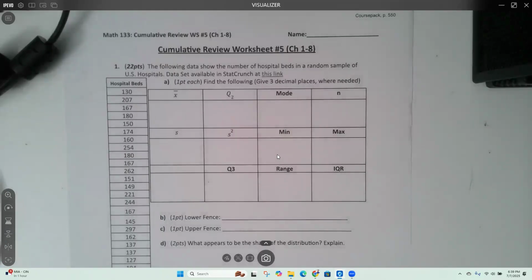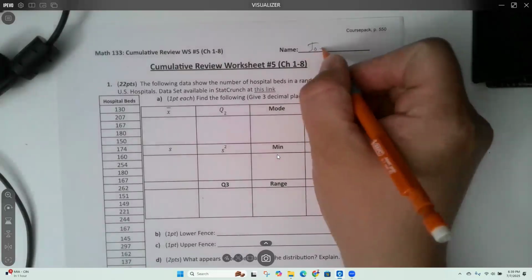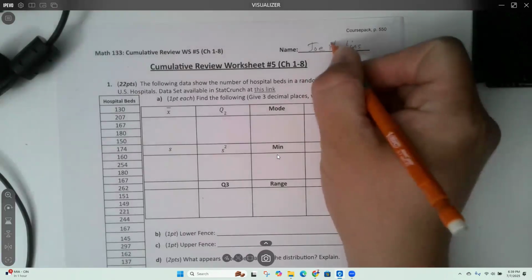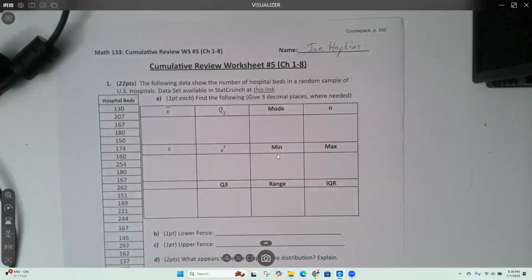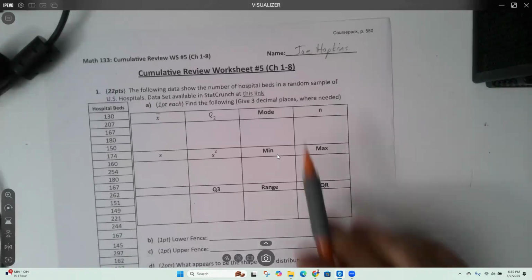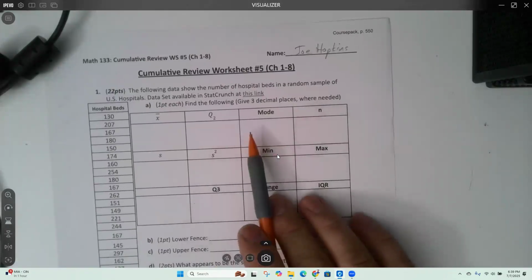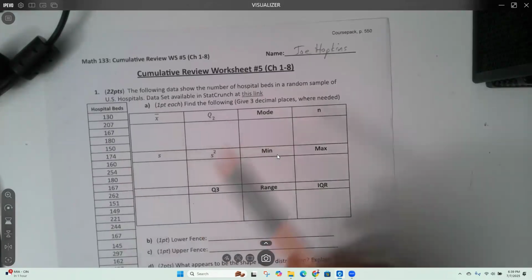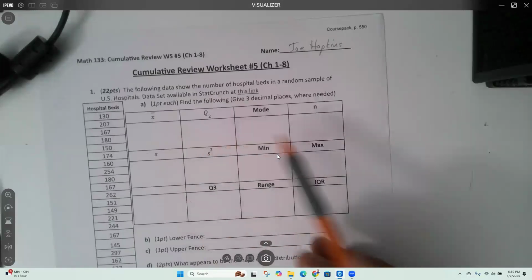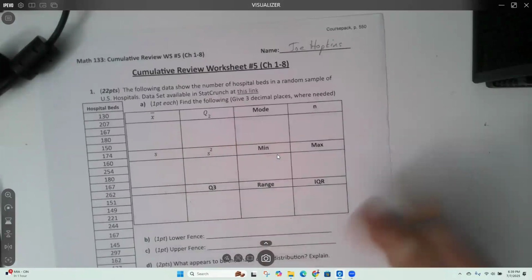Okay, so page 550, covering everything up through chapter 8. So Joe Hopkins. Okay, the following data shows the number of hospital beds in a random sample. Here we are asked to find all these different things: mean, median, mode, all of these different things. We've done this before, right?